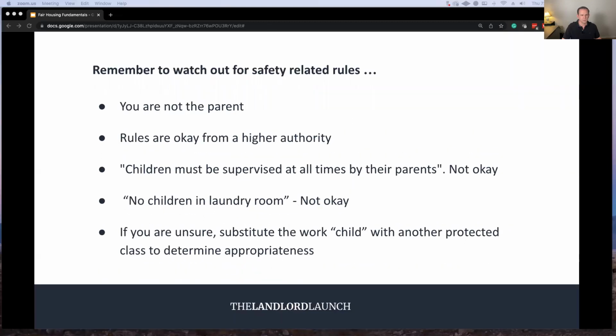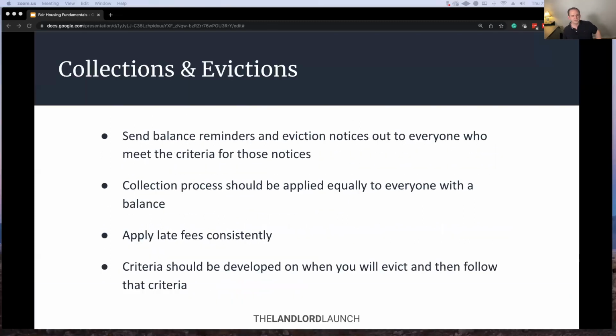Did I miss that? There we go. Collections and evictions. Again, like we're talking about, if you're going to send your notice to quit on the day that they are late, make sure to do it consistently. Make sure everybody gets the same late fees. Should be built into your process. Don't give different late fees for different people. If you're going to send balance reminders, send them to anybody that's late. Send them in a consistent manner.